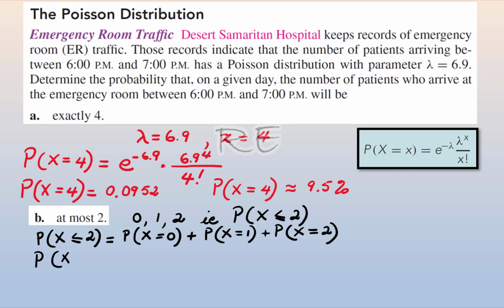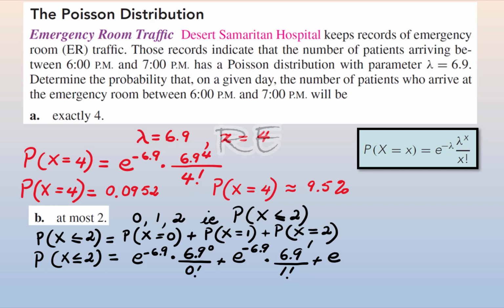P of capital X equal to 0 will be e to the negative 6.9 times 6.9 to the 0 over 0 factorial, plus e to the negative 6.9 times 6.9 to the first over 1 factorial, plus e to the negative 6.9 times 6.9 to the second divided by 2 factorial.